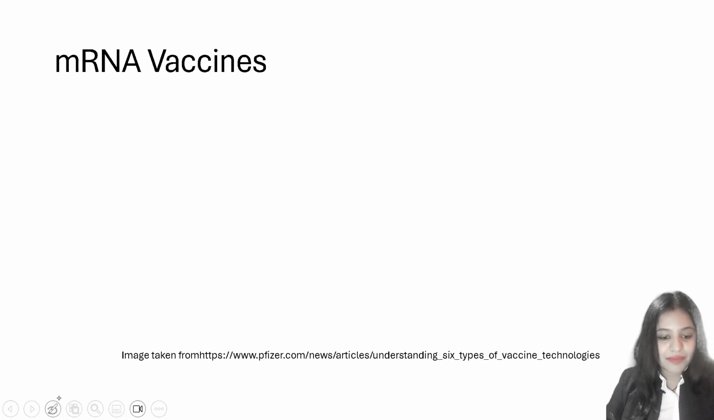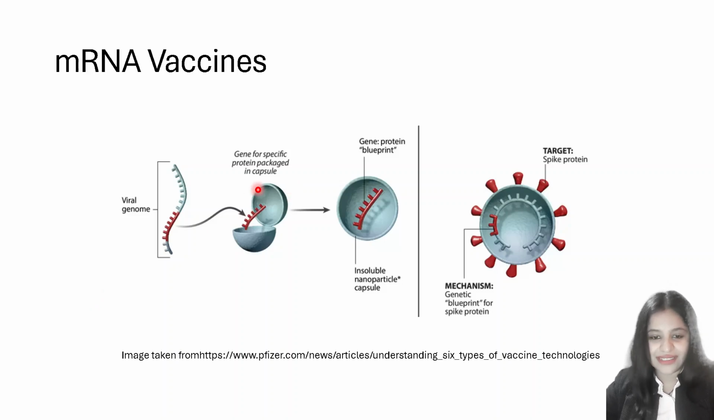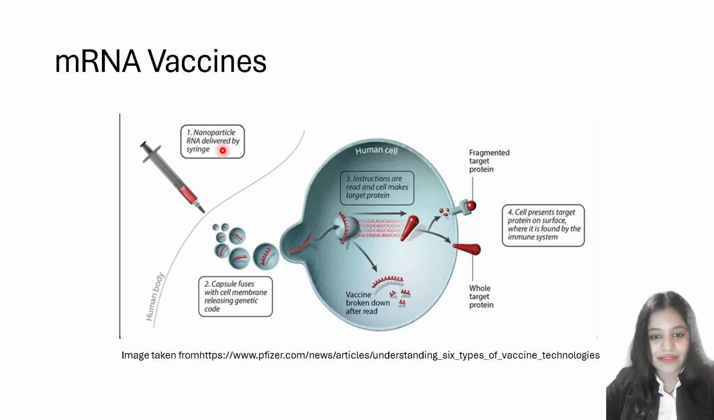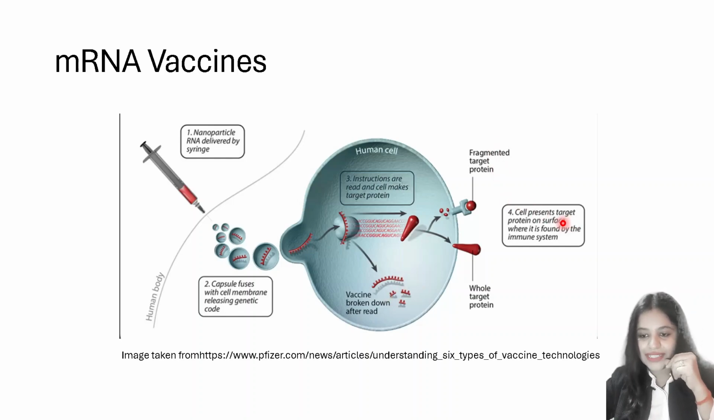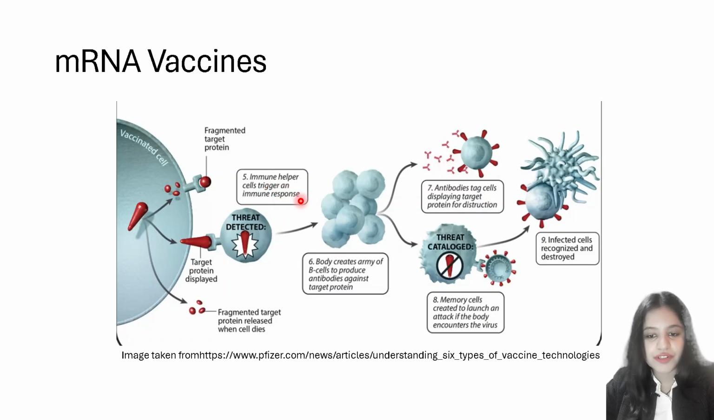Now, let's see a diagrammatic representation for revision and better understanding. So, this is the viral genome. You took the mRNA part, the gene for a specific protein. It is packed in a capsule, the lipid nanoparticle. This nanoparticle is delivered by the syringe. This capsule fuses with the cell membrane, releasing the genetic code. Instructions are read and the cell makes the target protein, and the vaccine components are broken down after reading. The cell presents the target protein on its surface, where it is found by the immune system. After that, the immune helper cells trigger an immune response. The body creates an army of B cells. Antibodies are formed, infected cells are recognized and destroyed, and memory cells are also created in case the body encounters the virus later.